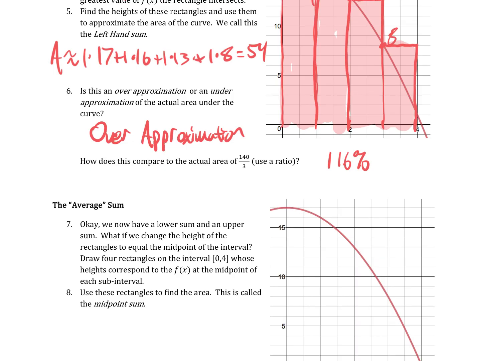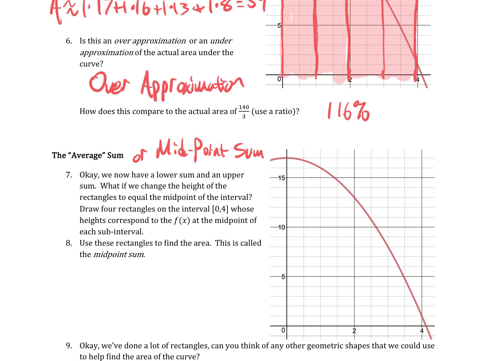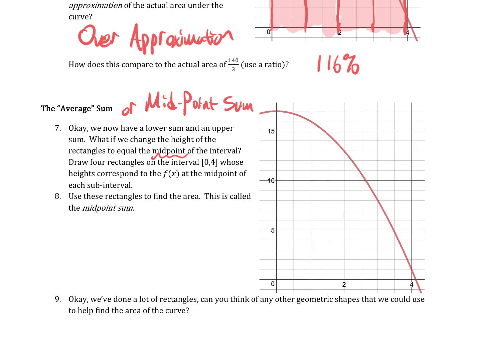Another way to do this is to kind of average them out or find the midpoint. We're going to call it the midpoint sum. So we're going to take the lower and the upper, and find a point right in between at the midpoint there. So we'll kind of average them out. Again, we're going to do rectangles that have a width of 1 because we still want 4 rectangles, but we're going to choose the midpoint. So the height will correspond to the midpoint of the subinterval.